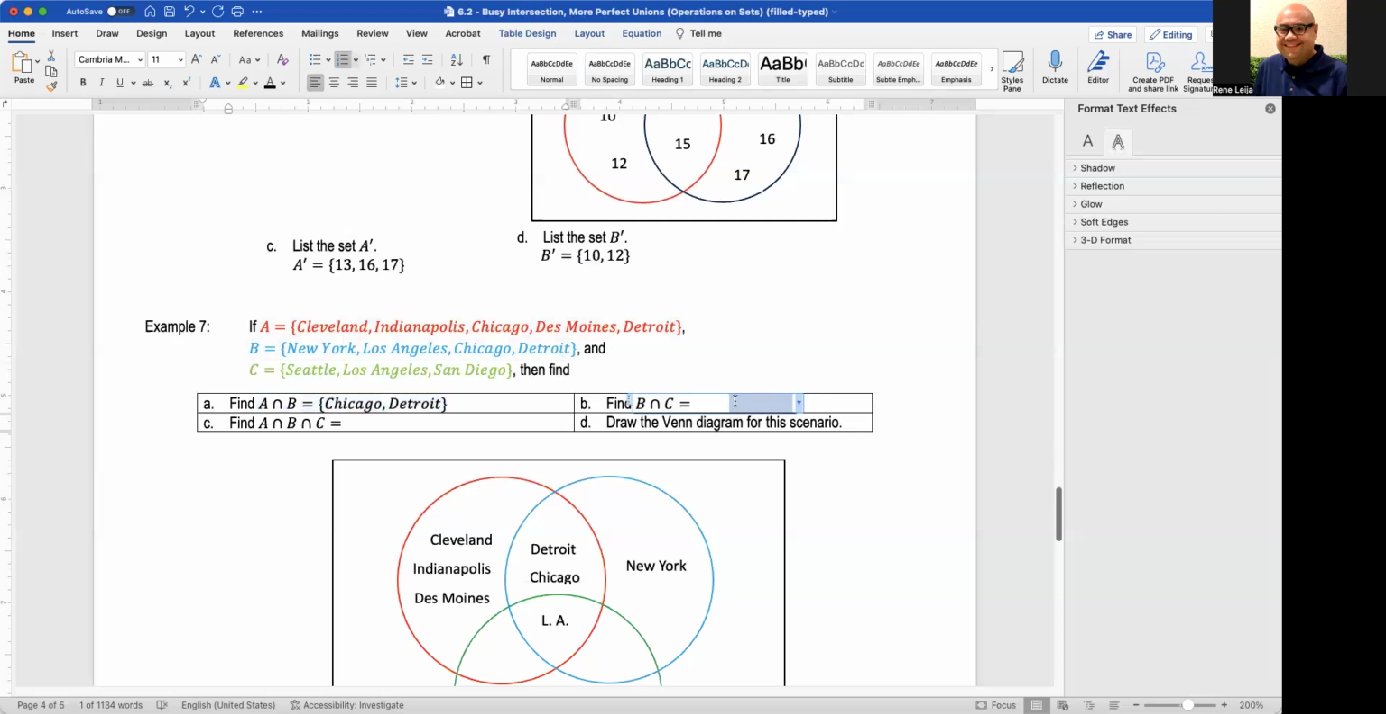Okay. Now for B intersect C, B and C, what are the city or cities that they have in common? And they only have one, and it's Los Angeles. Okay. Now they want the intersection of A, B, and C. So for all three sets, what do they have in common?